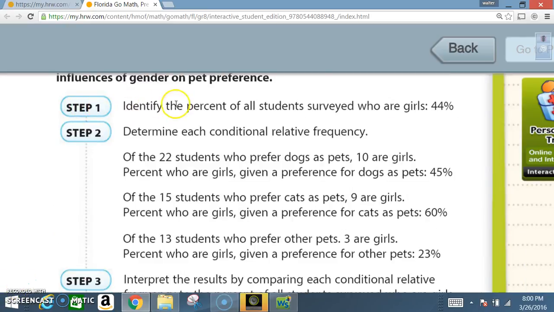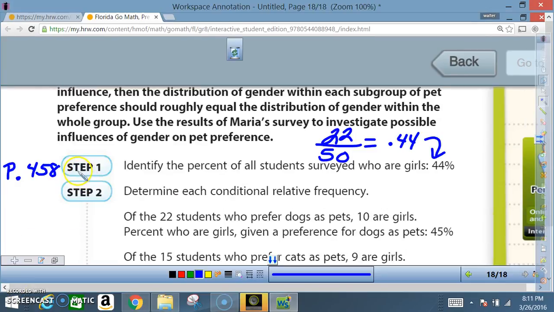Step 1. Identify the percent of all students surveyed who are girls. That's going to be 44%. Now they got this information from page 448, looking at her two-way frequency table. There were 22 girls and there were 50 students altogether. So 22 divided by 50 would give you 0.44. When converted to a percent, it would give you 44%.